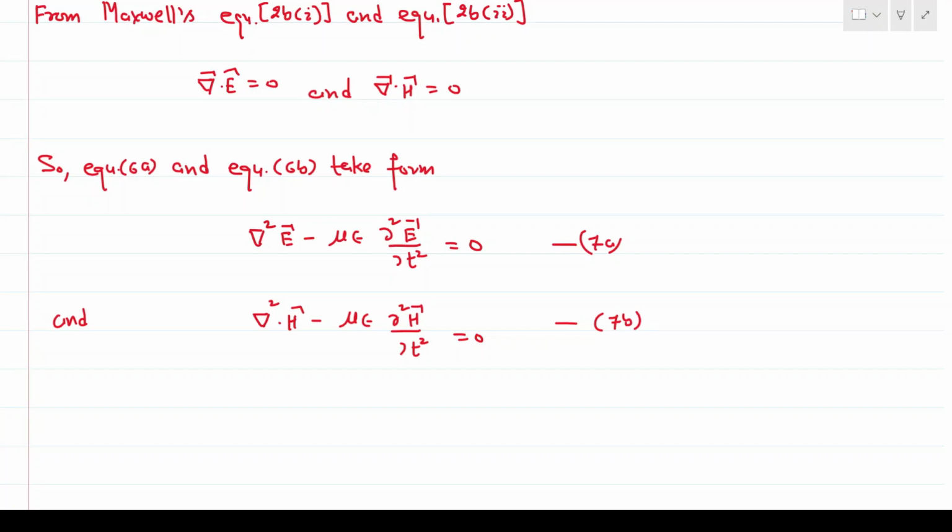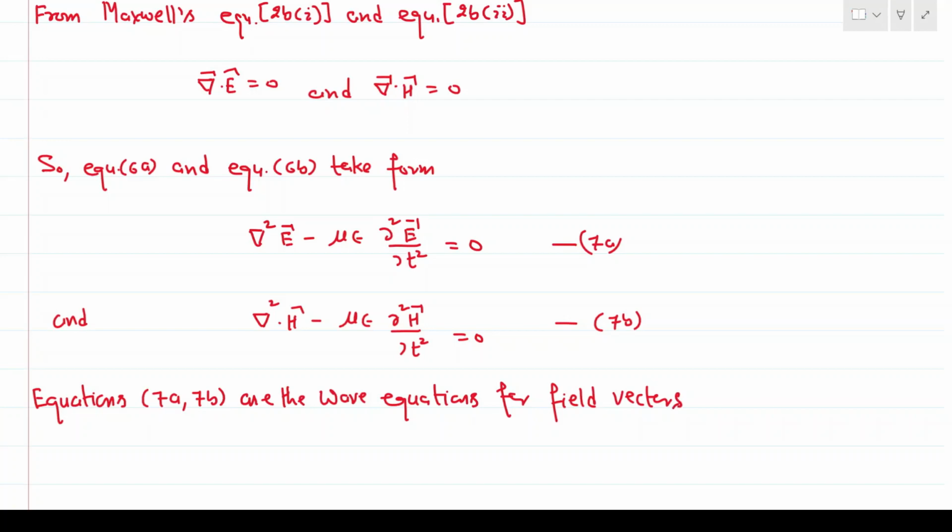Now equations 7a and 7b are the wave equations for field vectors E and H respectively in isotropic dielectric medium.